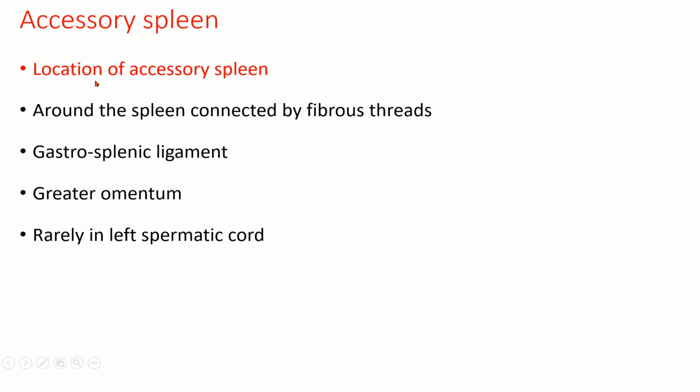So developmental anomalies will be the accessory spleen, which will be located around the spleen connected by fibrous threads, or in the gastrosplenic ligament, or in the greater omentum, or rarely in the left spermatic cord.